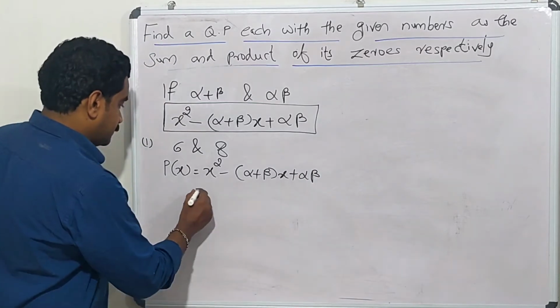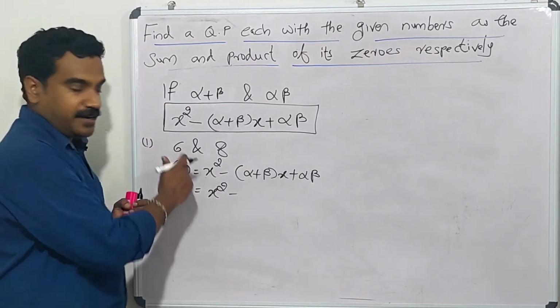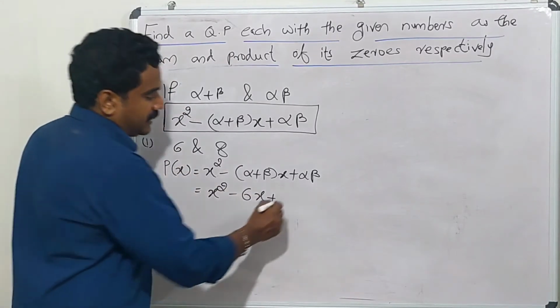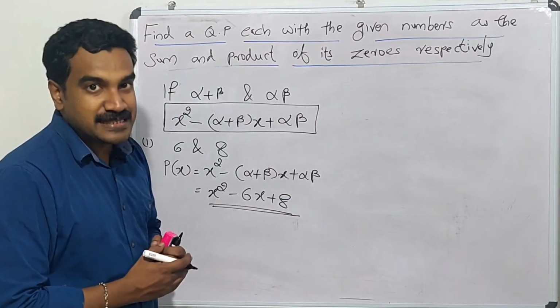That is x square minus, what is sum of the zero? The first one is the sum of the zeros, 6x plus product. What is the product? 8. So this is the method. X square minus 6x plus 8 is the answer.